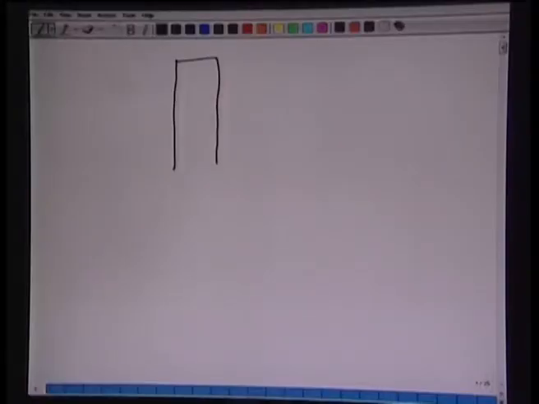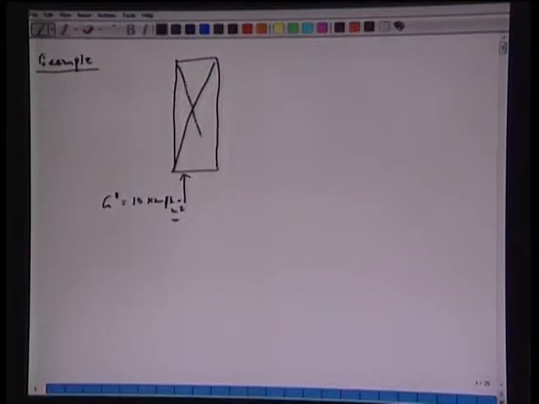So, this is a packed column. All right, and this is the gas in at a flow rate of 10 kilomole per hour per meter square. So, note this superscript prime here, because the flow rate is expressed per meter square of cross sectional area. So, this is a packed bed absorption column.